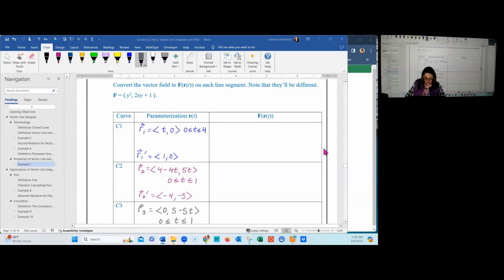The next thing we need to compute is f of r of t on each line segment before we find f of r of t dotted with r prime of t and multiply by the differential dt. To find f of r of t, we have to know the vector field representation, which is y squared, 2xy plus 1. And we're going to replace the x and the y with the corresponding component from the parameterization. Go ahead and pause the video to compute f of r of t for all 3 parameterizations.